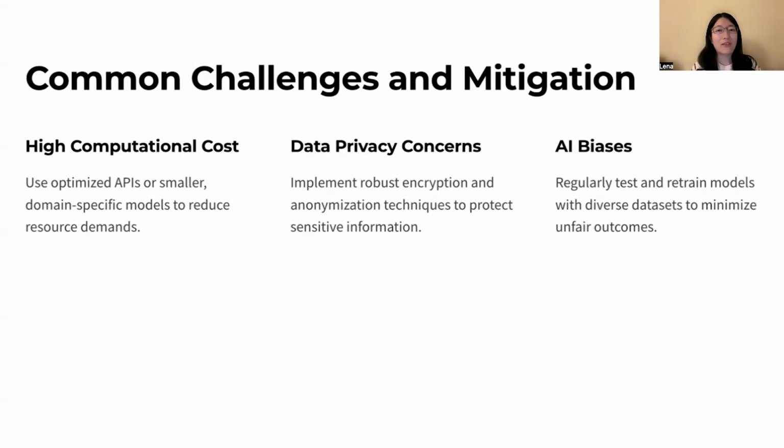And the second is data privacy concern. That has been mentioned repeatedly because it's a very important topic. So we can implement robust encryption and anonymization techniques to protect sensitive information. And there could also be ethical standards we should stick to.